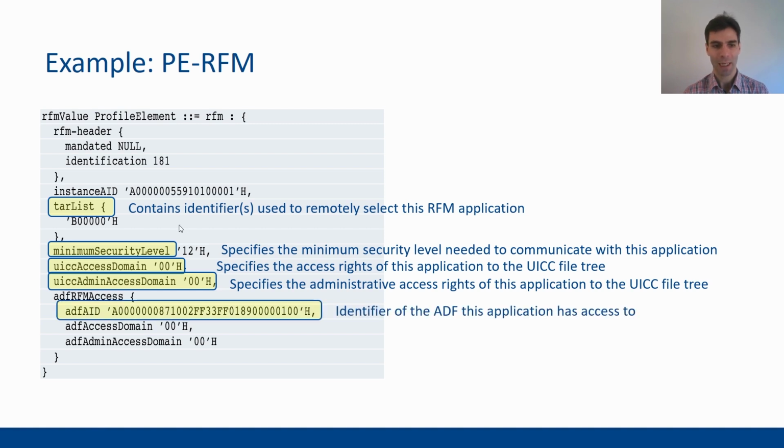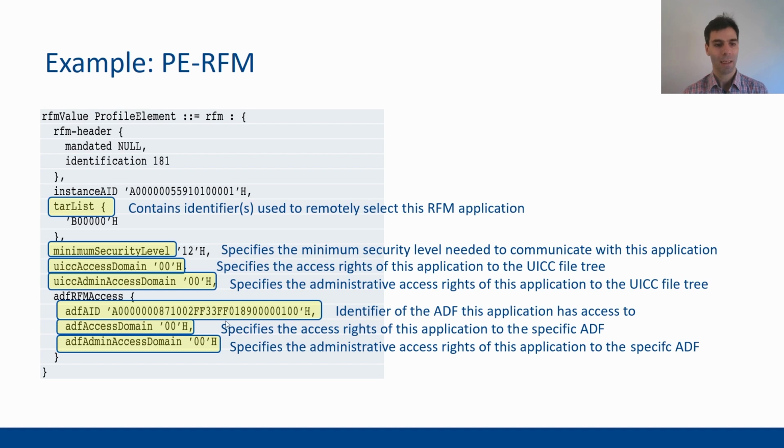optionally, under the ADF RFM access, there can be these parameters: the ADF AID, which is the identifier of the ADF this application has access to, the ADF access domain, which specifies the access rights of this application to the specific ADF, and the ADF admin access domain, which specifies the administrative access rights of this application to the specific ADF. In case the PE RFM contains no ADF RFM access, then it cannot have access to the ADF, only those parts of the UICC file system which are not within an ADF.